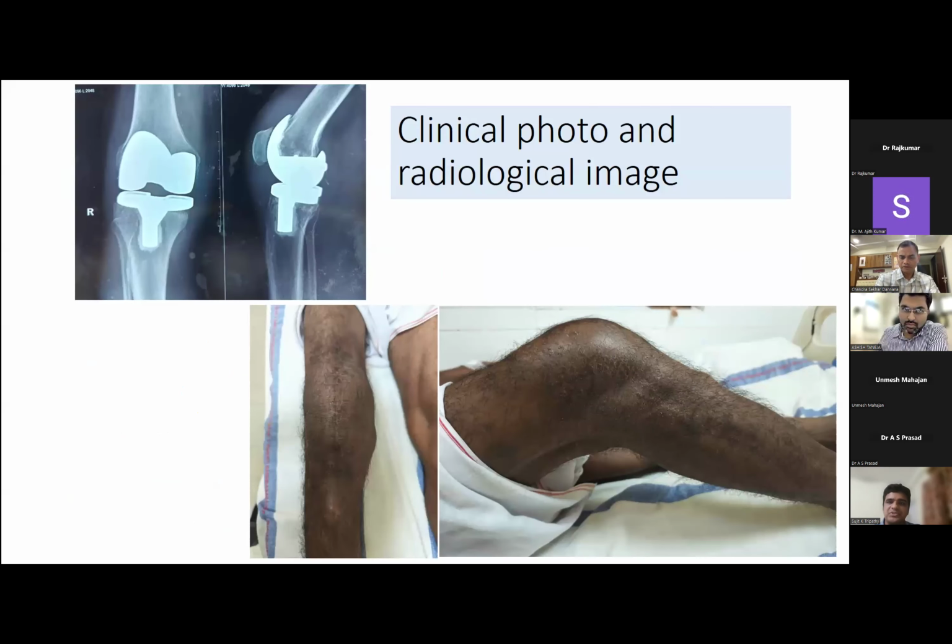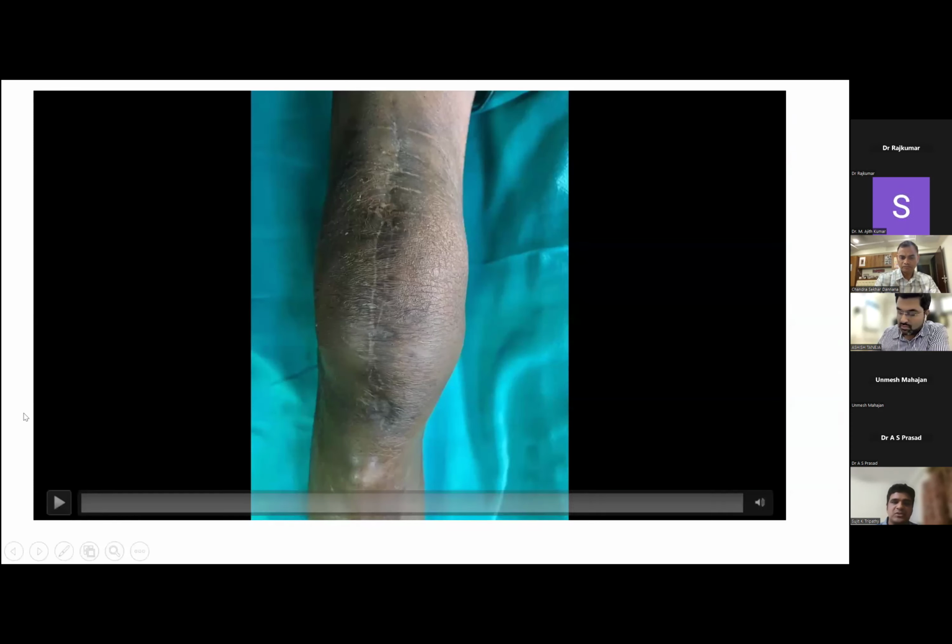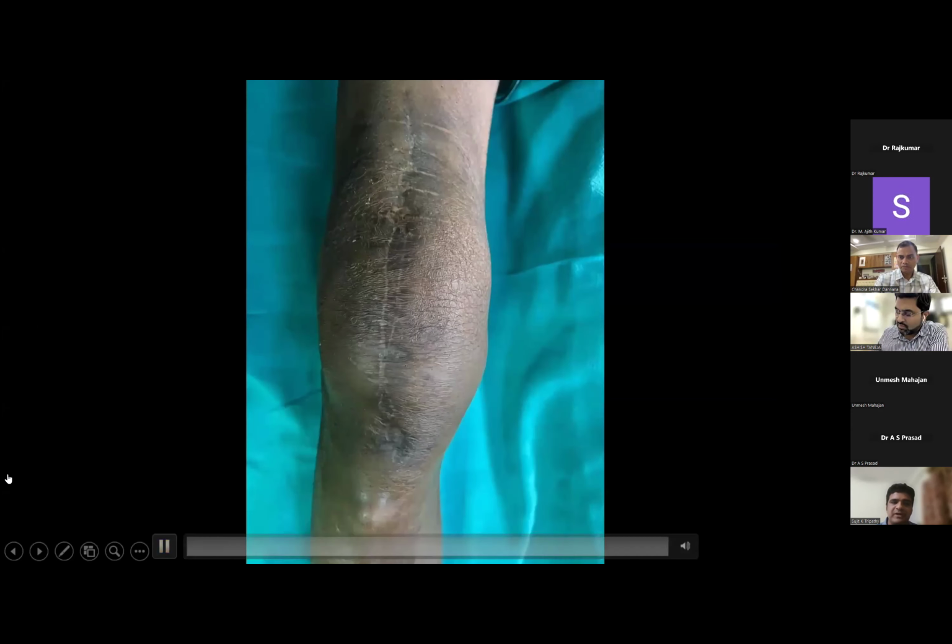So this was the clinical picture and radiological image. You can find that there is osteolysis on the medial side of the tibia, just beneath the tibial base plate. The knee joint is stiff and there is a swelling at the proximal part of the tibia, just below the incision line. So I will go through this video where we can see how I have performed the first stage revision.